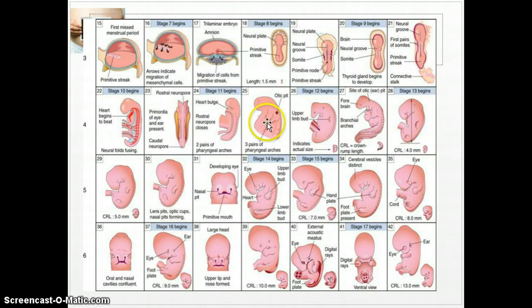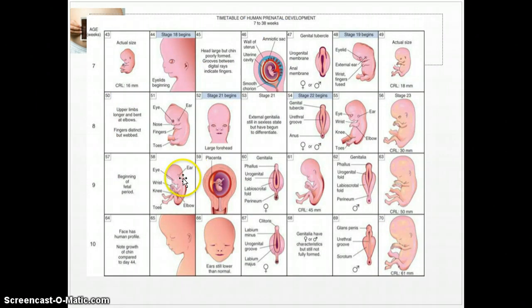Here we've got the optic pit forming in the 4th week. We've got the upper and lower limb bones starting to form. In the 5th week, we've got the eye and the nasal pits developing with a primitive mouth. Here we have the external acoustic meatus being formed, which is the ear. Eyelids begin forming about 7 weeks post-conception.